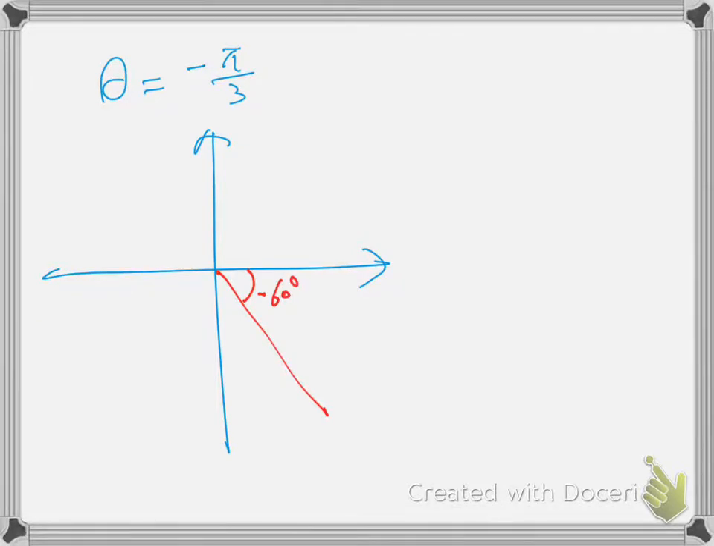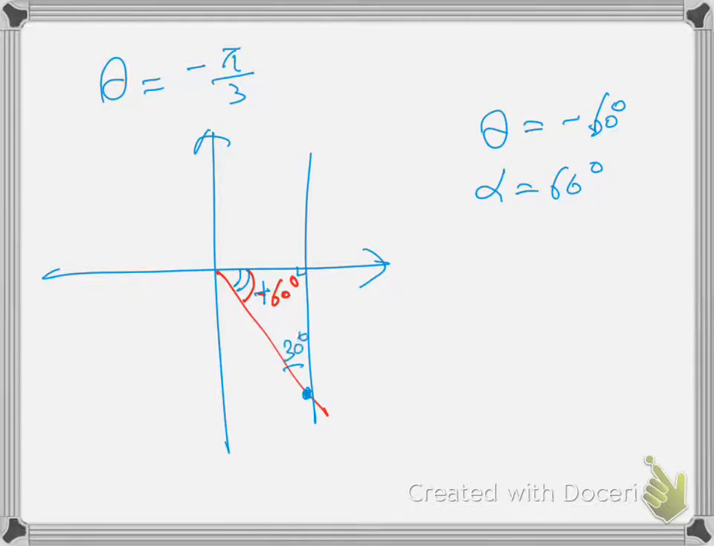Okay, this way 60. So again, we need the point on the terminal side, draw the vertical line to find the right triangle. So the reference angle is positive 60, so theta is negative 60. The reference angle is 60. And then this is a 30-60 triangle again.